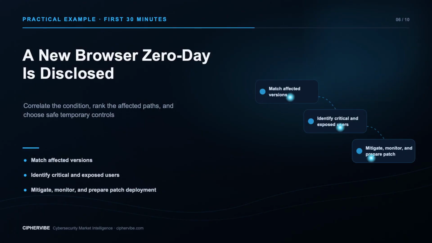Here is a practical example using synthetic data. A browser vendor discloses a 0-day affecting versions earlier than 18. No reliable patch is available yet. The security team converts the advisory into a clear condition: product family, affected versions, platforms, known exploitation status, and observable behavior. The inventory returns 120 matching devices.